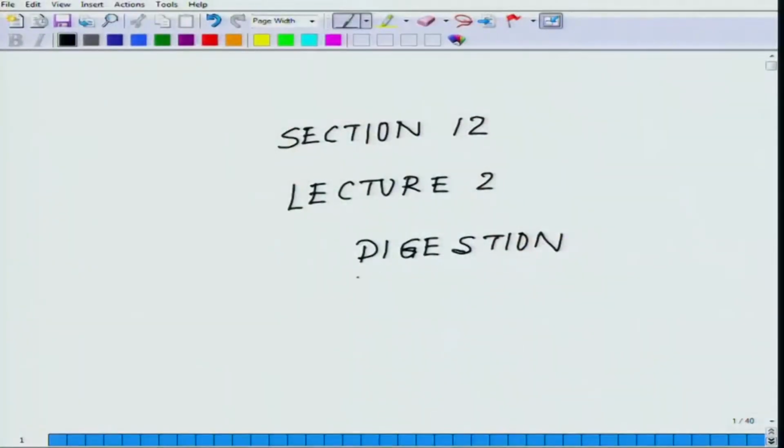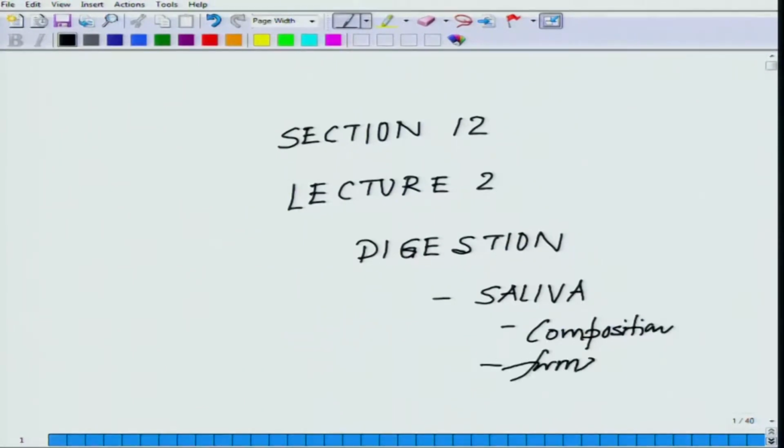We are in section 12 of lecture 2 on digestion. We will be talking about saliva. The composition of saliva is the first thing we will be dealing with, then the formation of saliva, and then the secretion.